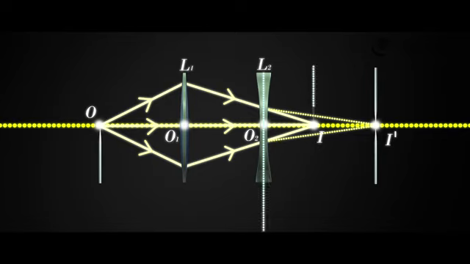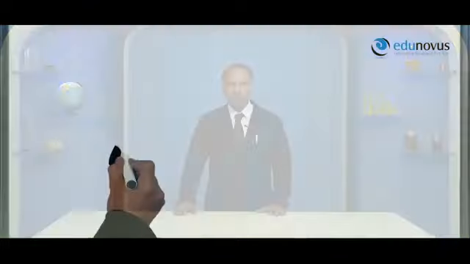Here the distance between O2 and I gives the value of U and the distance between O2 and I dash gives the value of V. Now you have a clear picture about the terms associated with the concave lens. Let us go through the aim and the apparatus required to perform this experiment.